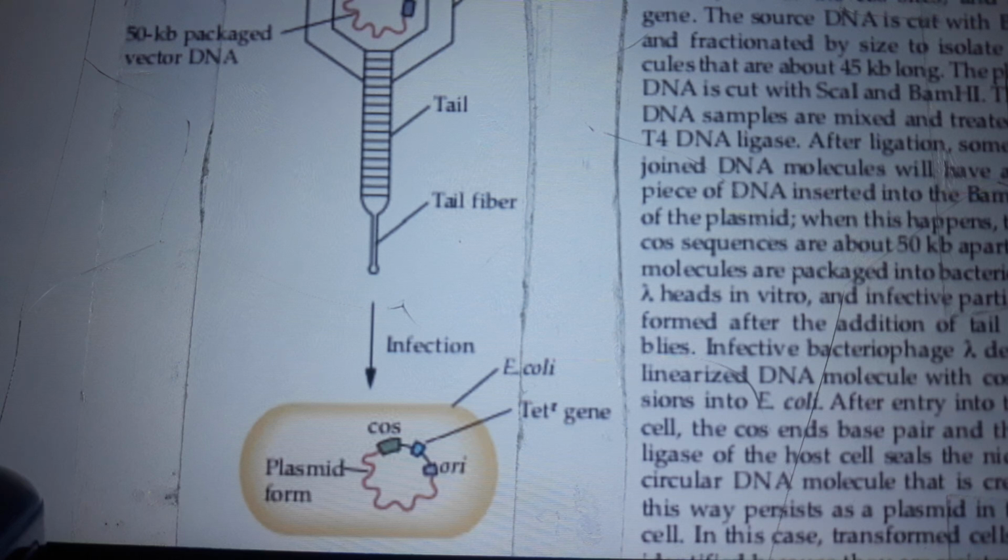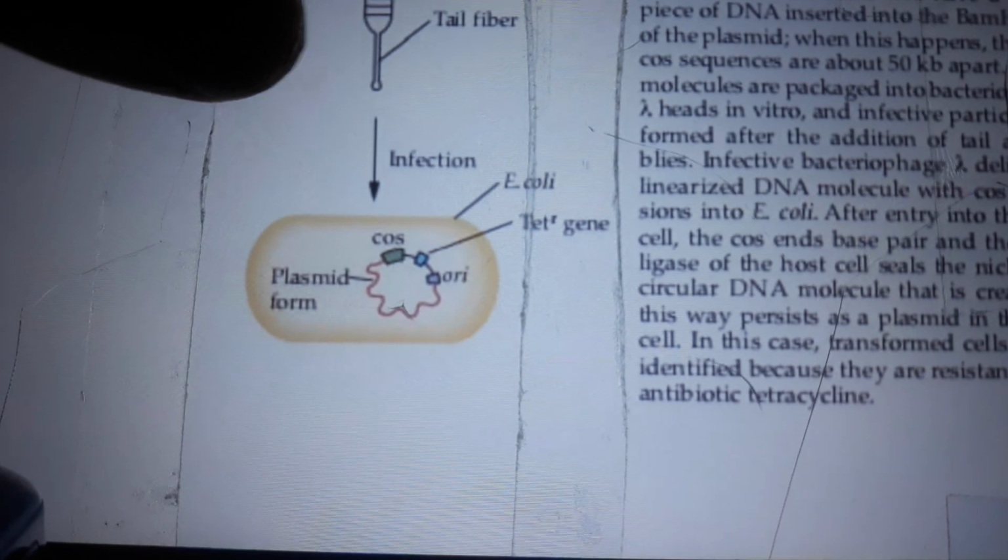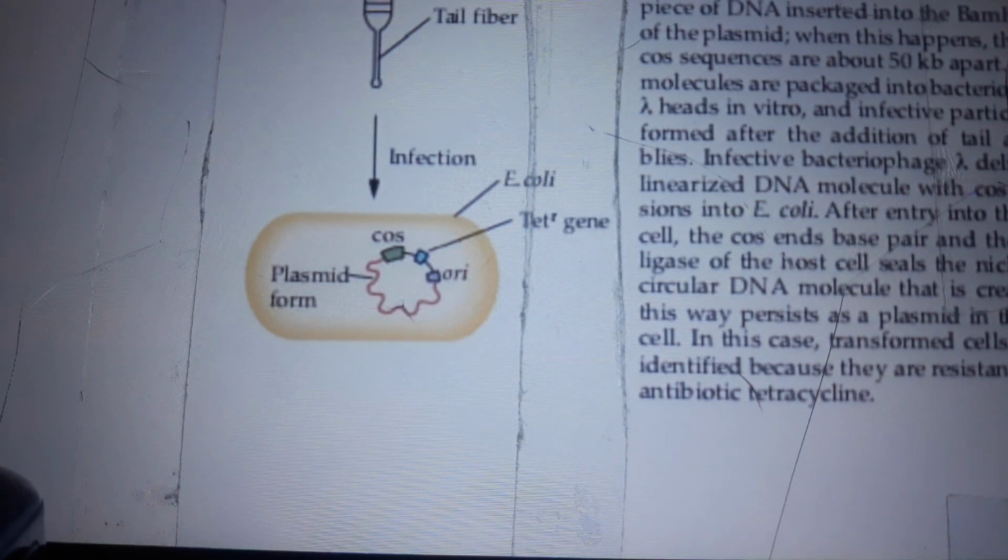The source DNA is cut with BAMH1 and fractionated by size to isolate molecules that are about 45 kilobase pairs long. The plasmid DNA is cut with SEA1 and BAMH1. The two DNA sets are mixed and treated with T4 DNA ligase. After ligation, some of the joined DNA molecules will have a 45 kilobase piece of DNA inserted into the BAMH1 site of the plasmid. When this happens, the two COS sequences are about 50 kb apart.